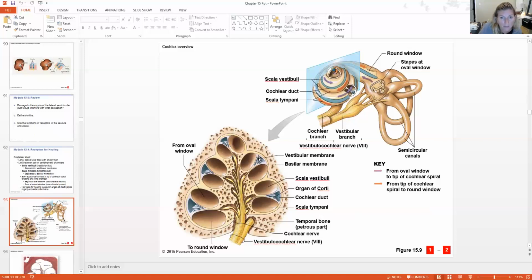You have a basilar membrane and a vestibular membrane. The vestibular membrane is this kind of inner, blue-like membrane, and the basilar membrane is this kind of yellowish type membrane.